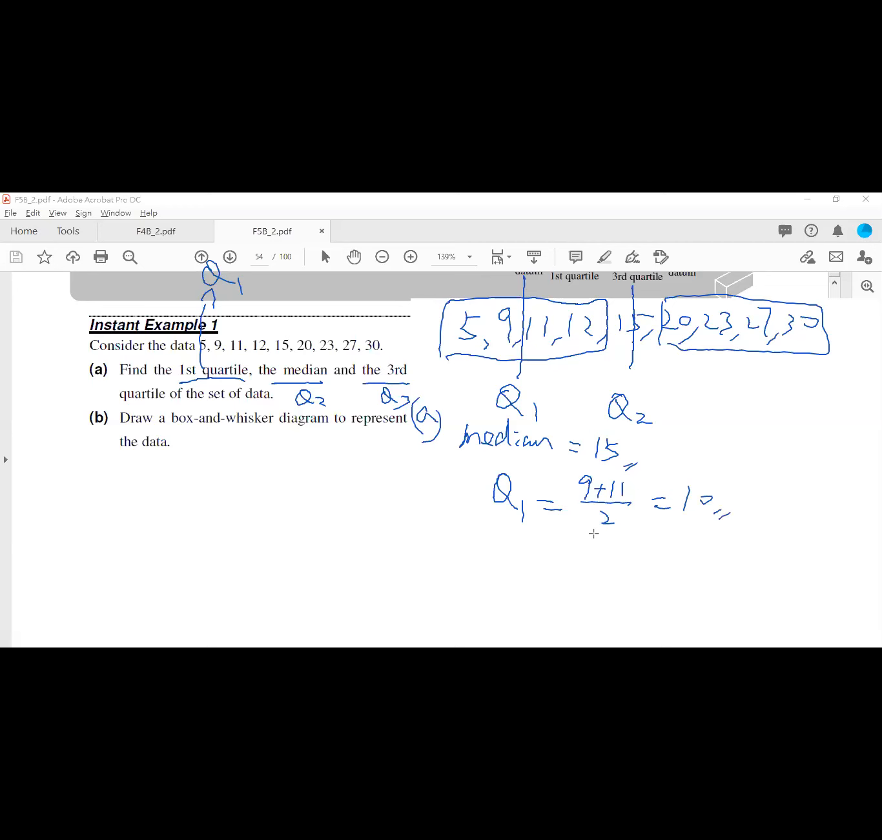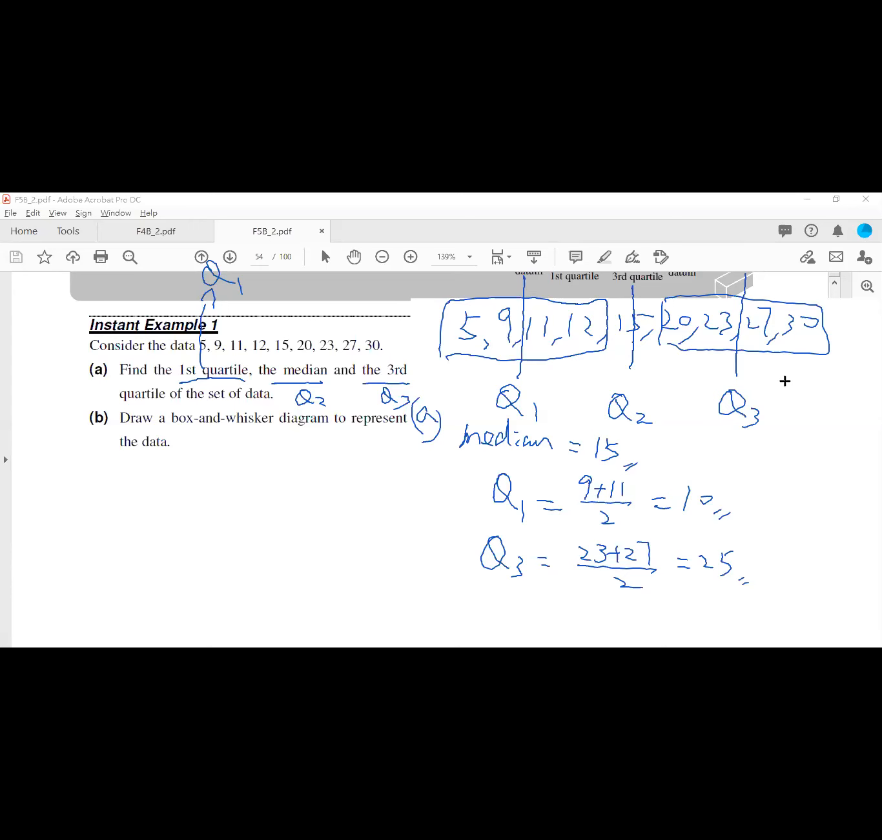And then for Q3, we do the same thing. For the larger half, we find the middle position. Again, there are 4 data, so we cannot cut any one of them. Okay, so this position is Q3. And then Q3 should be equal to the average of 23 and 27. So it should be equal to 25. So that is part A. Is okay?